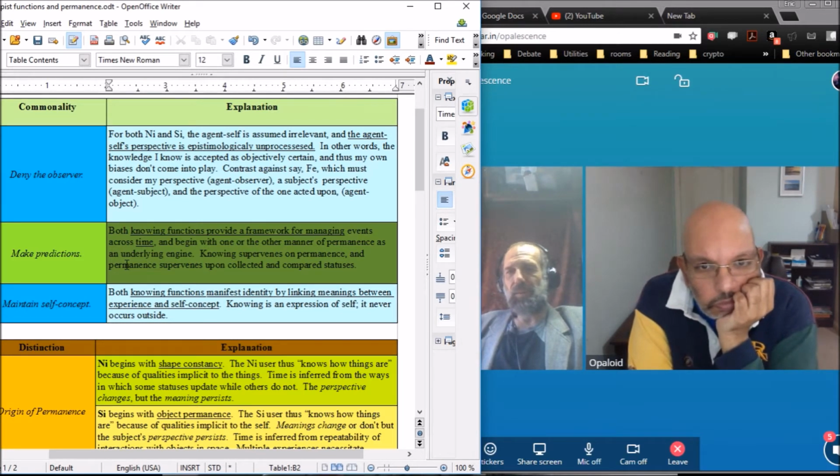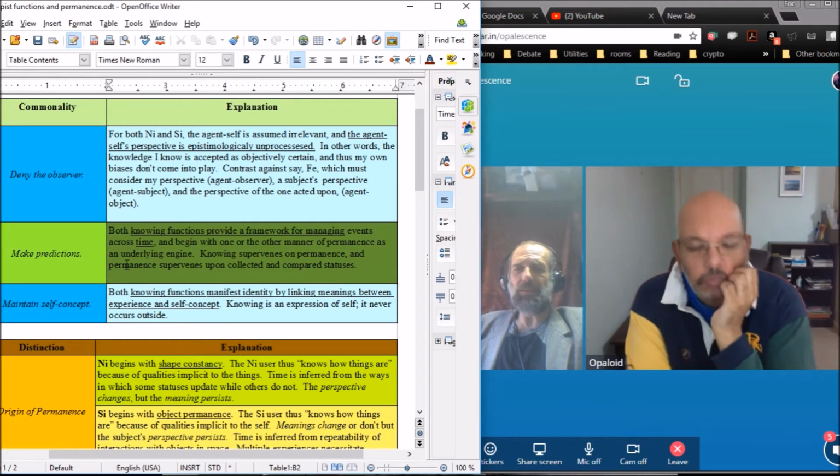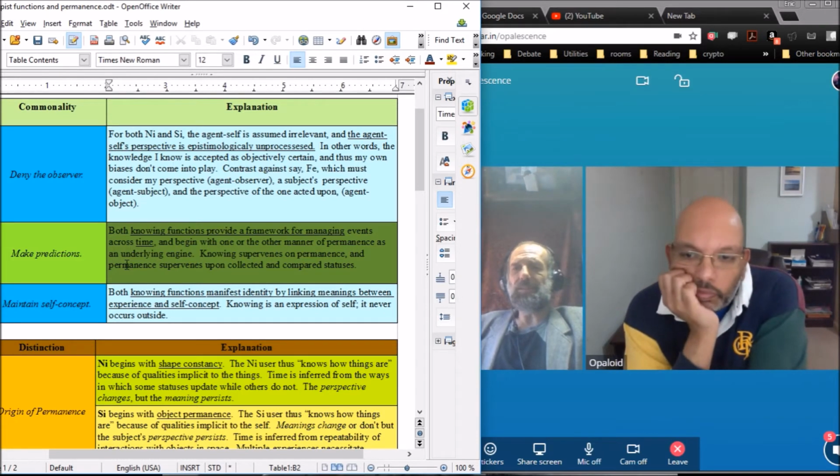And then the third commonality is that they maintain self concept. Both knowing functions maintain identity by linking meanings between experience and self concept. Knowing is an expression of self, it never occurs outside. So even though you might know things about the outside world, the knowing itself is internal, and that's an expression of ontology or existence as an entity.